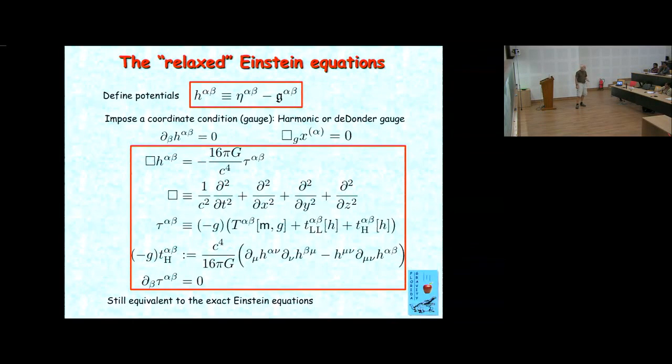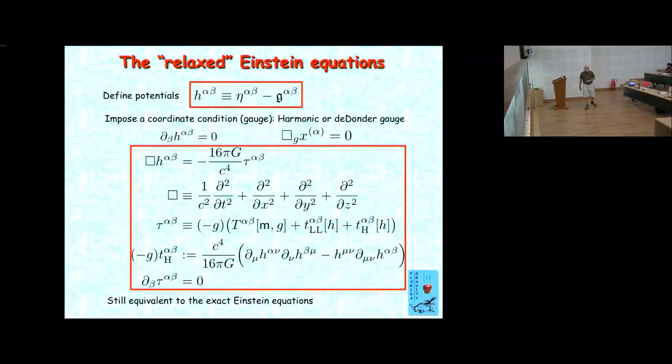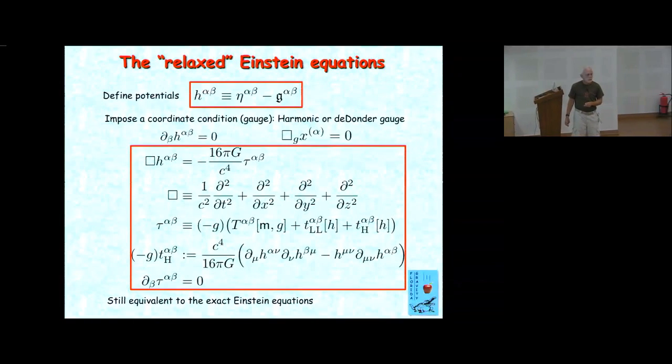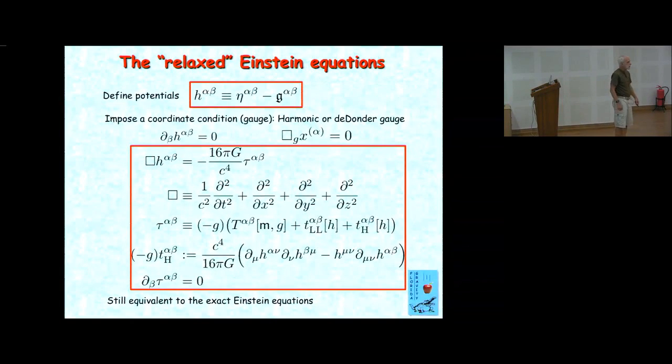But again, this is still mathematically equivalent to Einstein's equations. We've made no approximations. This is still the exact Einstein's equations. But we've expressed it in a form where we've selected a coordinate system.